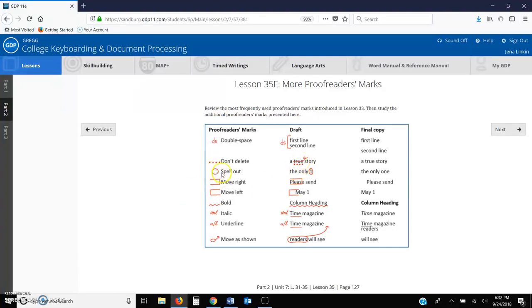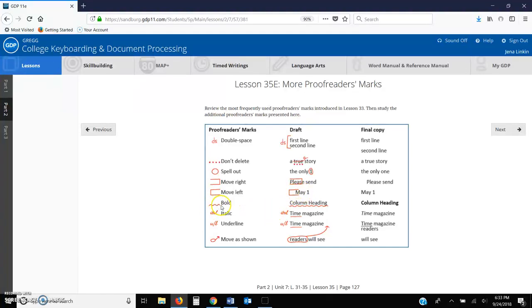All right, if you circle something, that means to spell it out. So instead of putting the number 1, you're going to spell out the number 1. If you have the open-ended rectangle and it's open on the left, this is saying move this to the right. It kind of makes sense because you're saying the beginning of the letter should be over to the right. So please send, they're saying move it to the right. That means probably add an indentation. Move it to the left is where the closed part of the rectangle is pointing left. And that means remove the extra spaces or remove the indent.